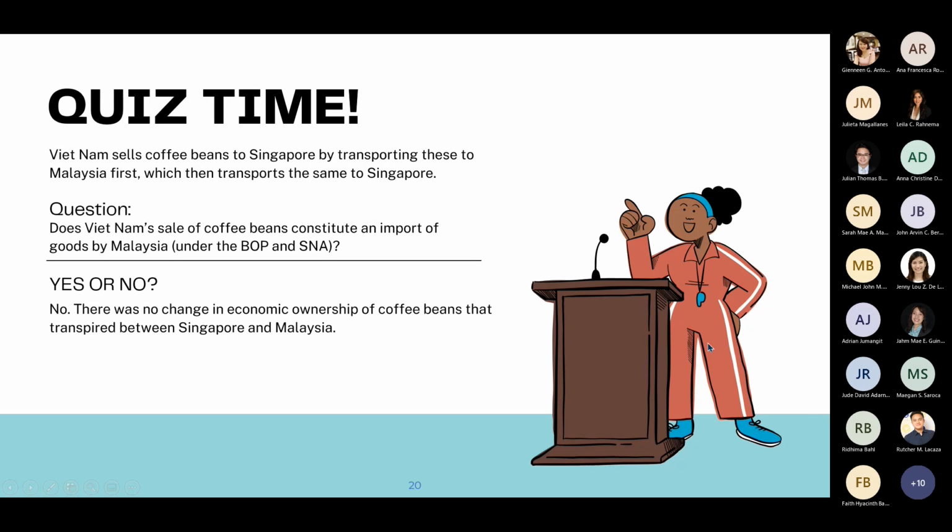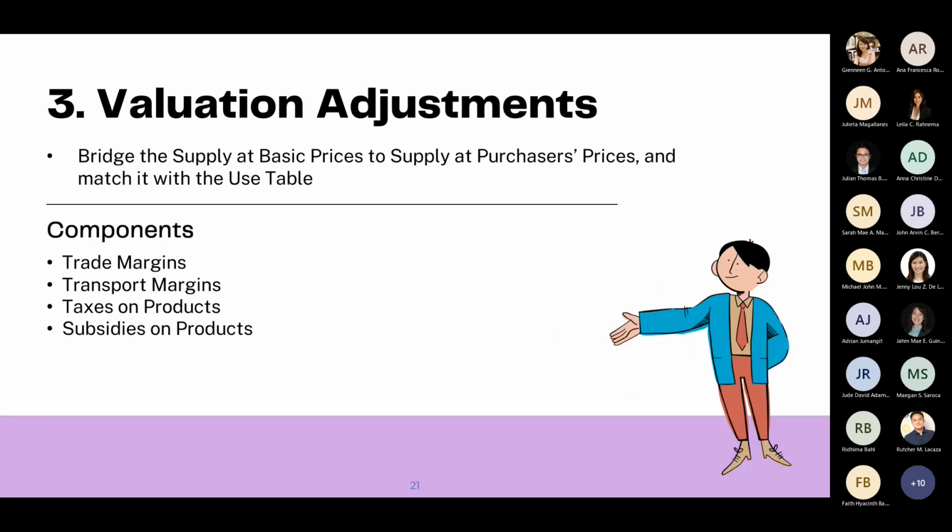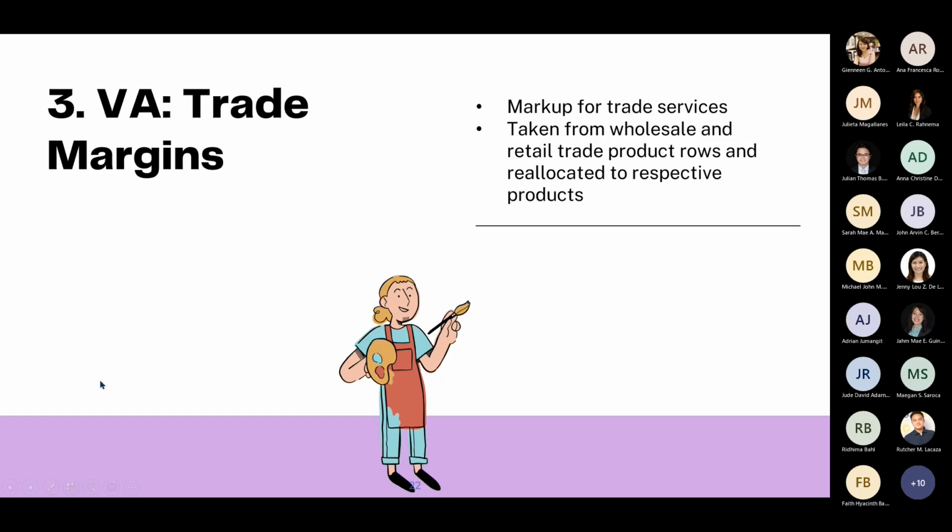So now, transitioning to valuation adjustments. These are adjustments that we make to the supply table to bridge the supply at basic prices to purchasers' prices, and ultimately to match supply at purchasers' prices to the use table. We have four components here: the trade margins, transport margins, taxes on products, and subsidies on products. So let's go first with our trade margins.